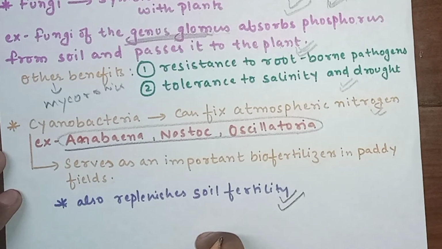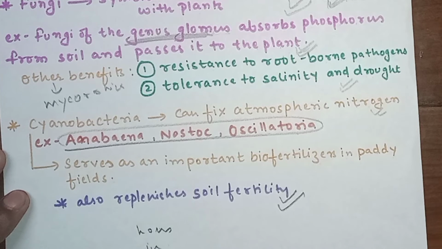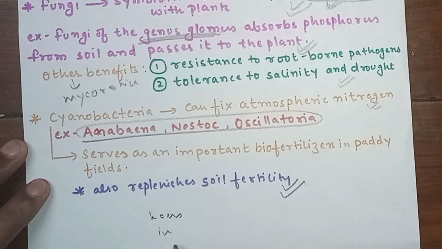We have completed this chapter now. We have studied microbes in household purposes, microbes in industrial purposes, microbes in sewage treatment plants, the role of microbes in biogas production, and today we have done microbes as biofertilizers and microbes as biocontrol agents.